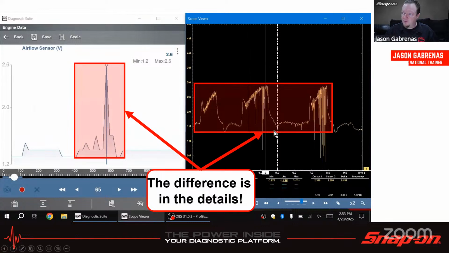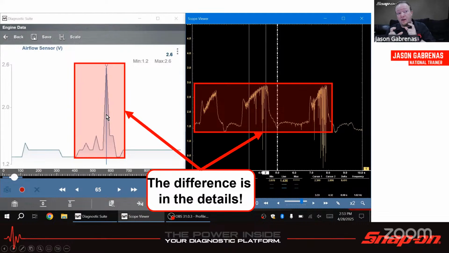So the difference really is in those details, right? The peak of this one is 2.89, and this one says the peak is 2.6. And that's just right in here, 2.89, right? So you can see the cursor right there. Probably a little small to see, but 2.89, 2.6. So it's a couple tenths of a volt off. In the grand scheme of things, it's not that huge, but you're able to see way more detail, like I said, in the scope versus just relying on scanner data.